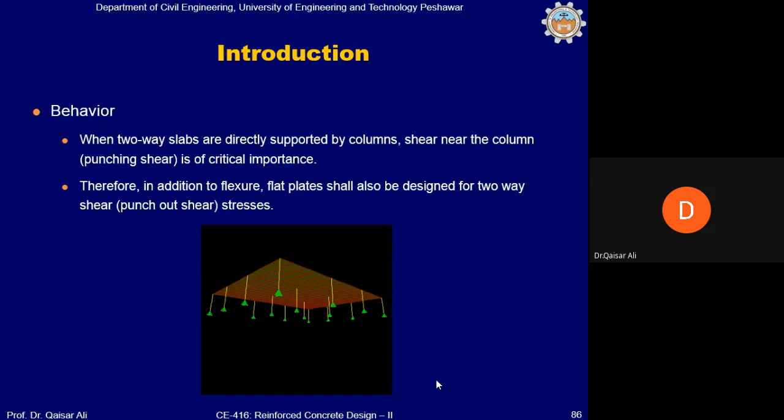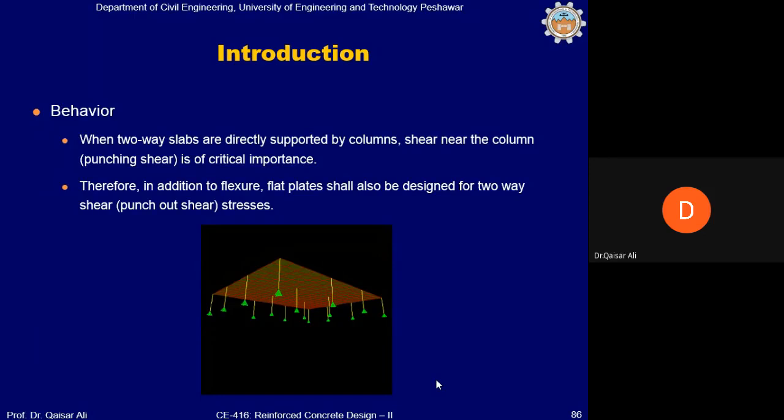This problem can be avoided by either increasing the thickness of the slab. The overall thickness of the slab can be increased, which will further increase the weight of the slab. Or by increasing the size of the column along the length of the column, which will increase the size of the column from end to end, and thereby unnecessarily the cost of the project will increase.